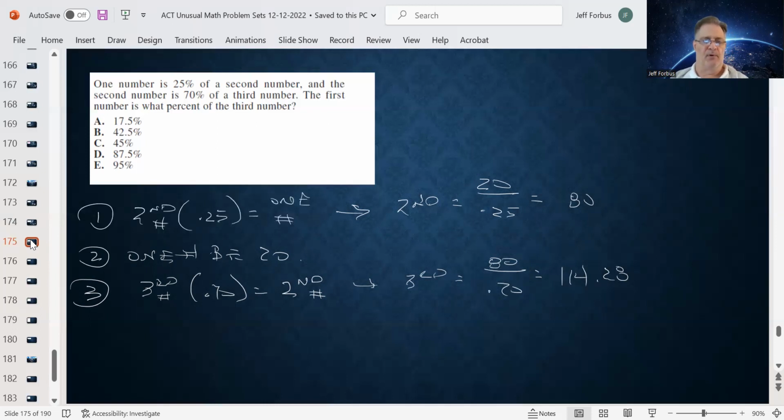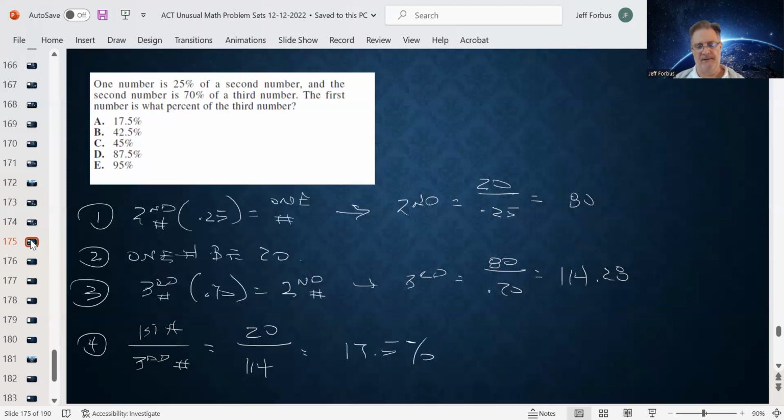The first number is what percent of the third number? So the first number was 20. So first number divided by the third number. The first number was 20. Our third number was 114.28. Just round that to 114. 20 divided by 114 is 17.5%. Answer choice A.